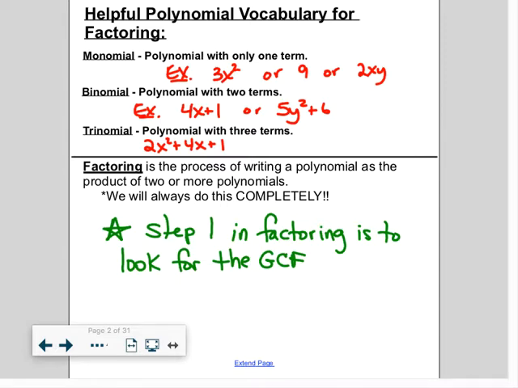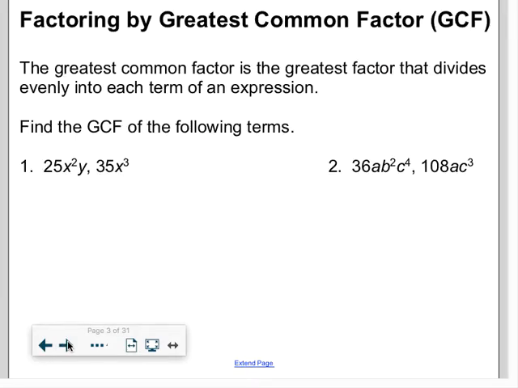Okay, so factoring is rewriting as multiplication, and we will always do this completely. Step 1 in factoring is to look for the GCF. All right, so here we go. I'm going to show you two different techniques. I personally will use the first one, but if you struggle with your number sense, this might be a little bit harder for you. So I'll show you the second method.